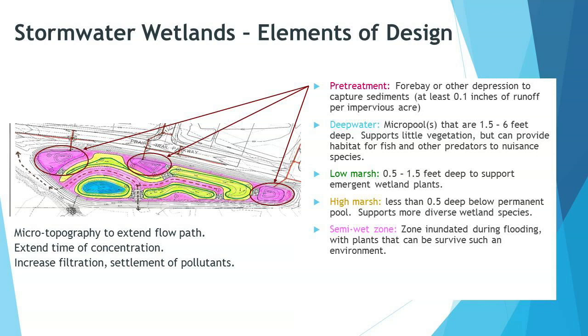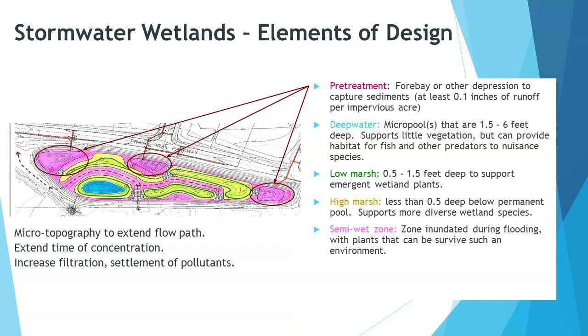So this is actually one that I designed in a neighborhood called Prairie Trail in Ankeny. And so we had a public street. We had about 20 acres of residential housing coming into this thing. So we had three outlets that came into three separate little forebays. And then we had little rock check dams where the water would have to perk through the rock check dams to get into the lower marsh and high marsh areas.